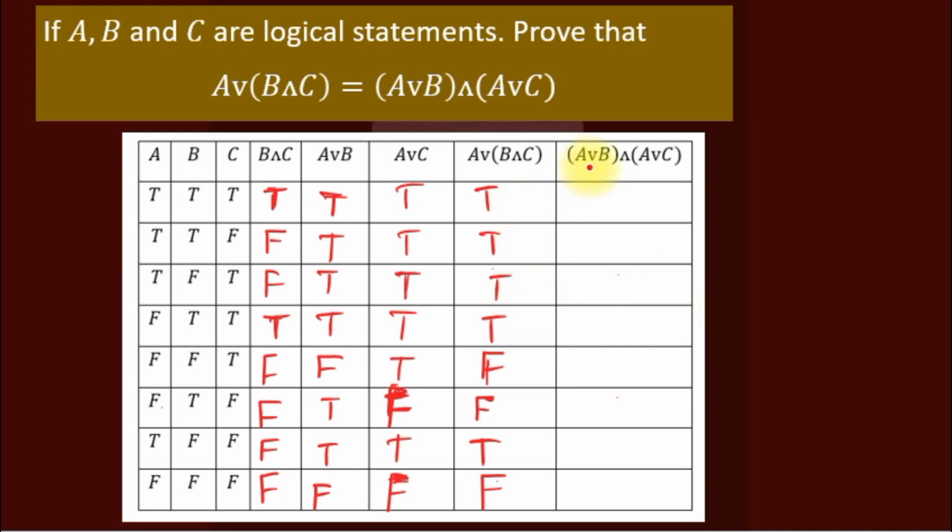So coming to this one, we have A or B, intersection A or C. So let's remember, for them to be true, both of them must be true. So let's look for true. This is true. This is also true. So this is true. This is true. This is also true. So the two must be true. This is true. This is true. This is false, true, so it's false. So any other place that is true? This is true. So others will be false.